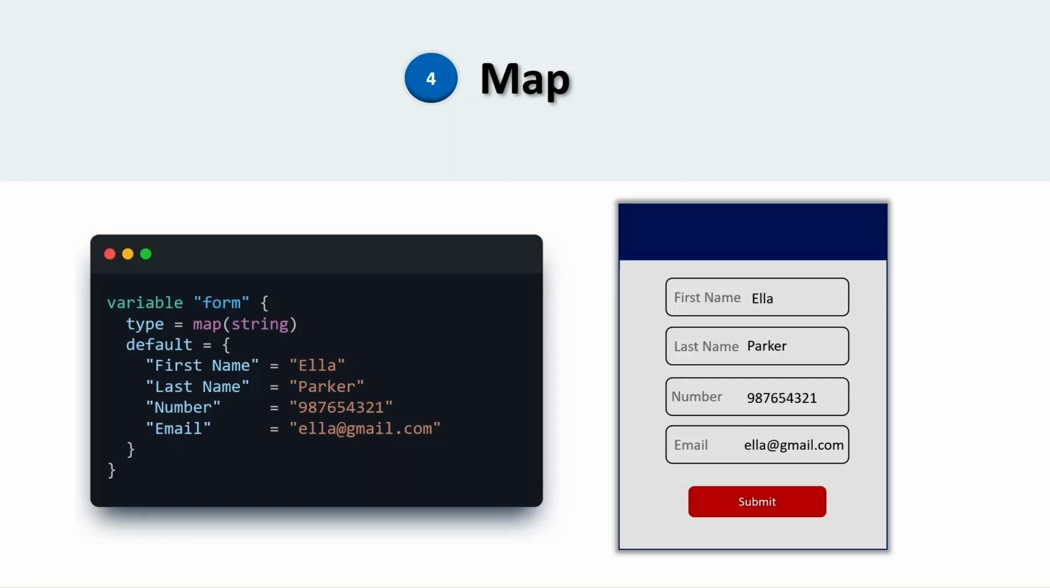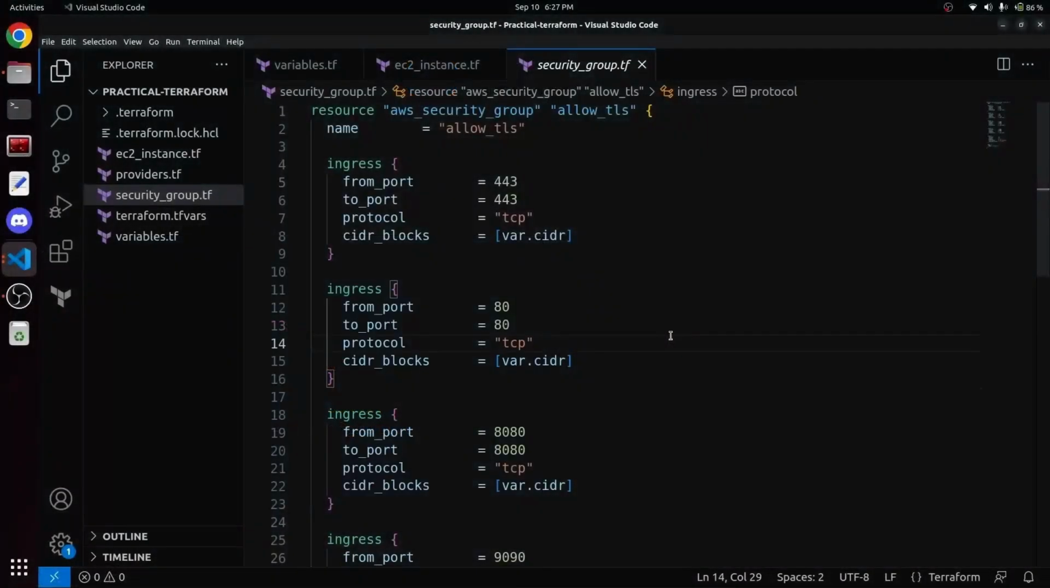So the major data types we have discussed are number, string, list, and map. Now let's move on to using these data types within the context of our Terraform configuration.